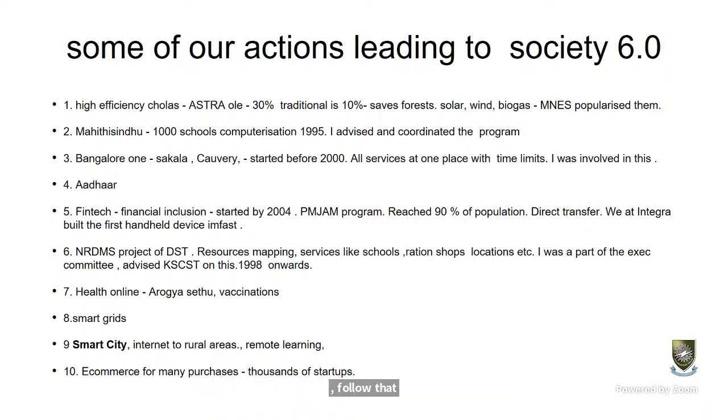Then we have a very massive program called NRDMS. It covered the entire country. We were mapping all the resources digitally and then maintaining them. This we did for more than 15 years. Then Health Online, all of you know about RGS safety, I was not involved, vaccinations, etc. Smart grids and smart city. Smart city gives you a lot of opportunities. One can do wonders with smart city.